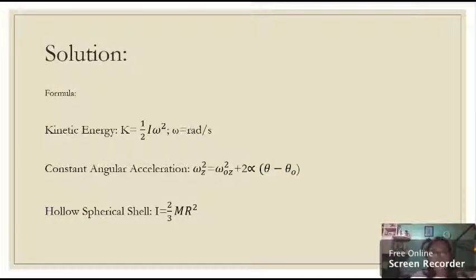So here, these are the formulas that we need in order to solve this problem. We need the formula in getting the kinetic energy, which is K is equal to 1/2 times I omega squared, wherein omega is in rad per second. Constant angular acceleration, which is this one. And the formula of a hollow spherical shell is 2/3 mass times radius squared. So the solution is here.